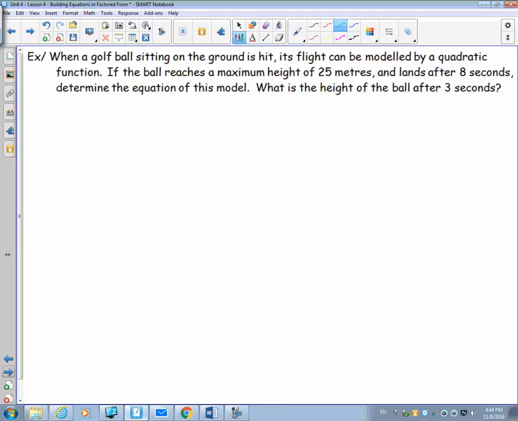Okay, let's look at the next example. The next example is a word problem. Word problems often seem more complicated than they really are. My suggestion when we're not sure about something is to draw a picture. So what's going on in this situation?